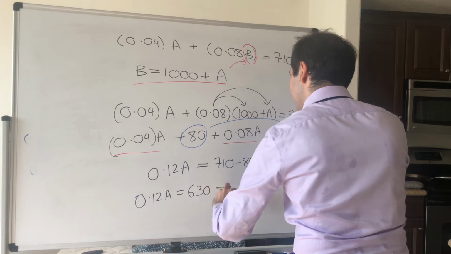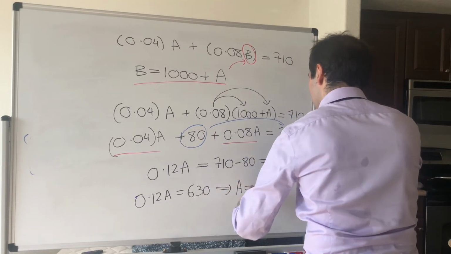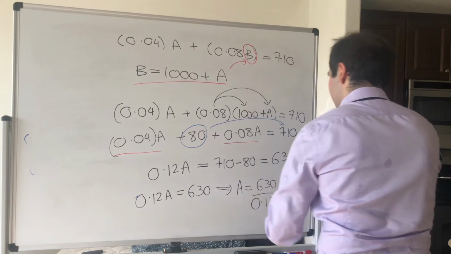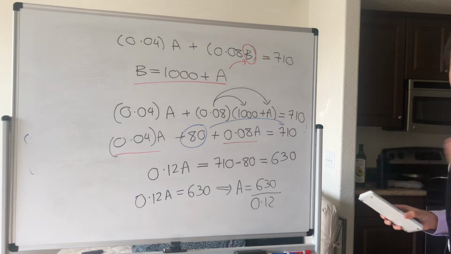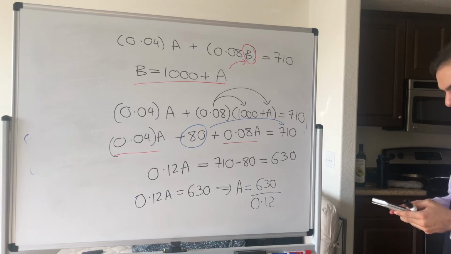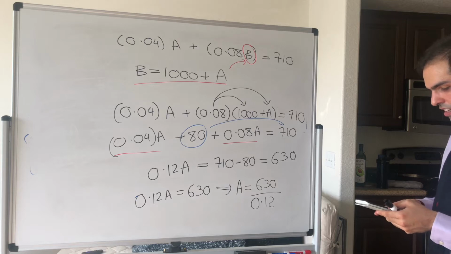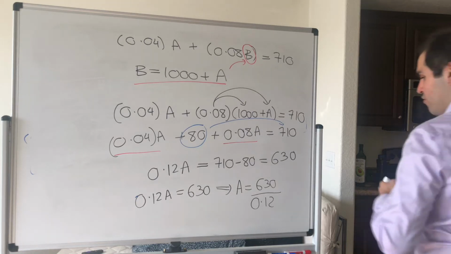And this gives you a is 630 divided by 0.12, and you can either do the algebra or you can use a calculator. Either way is fine. So 630 divided by 0.12, that gives you 5,250.